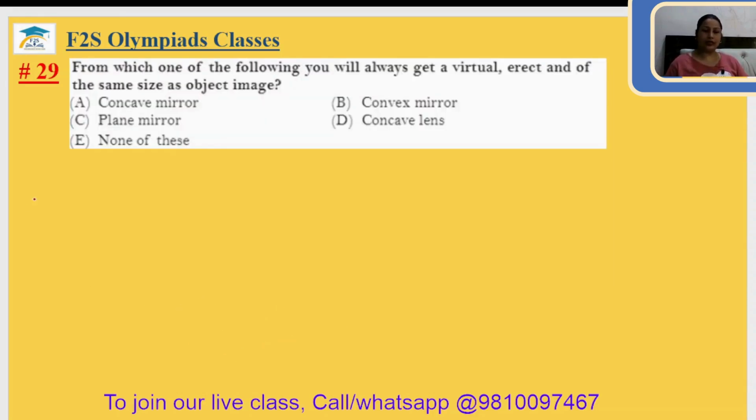Question number 29. From which one of the following will you always get a virtual, erect image of the same size as the object? So the same size will be obtained in the plane mirror only. The 29th answer is option C.